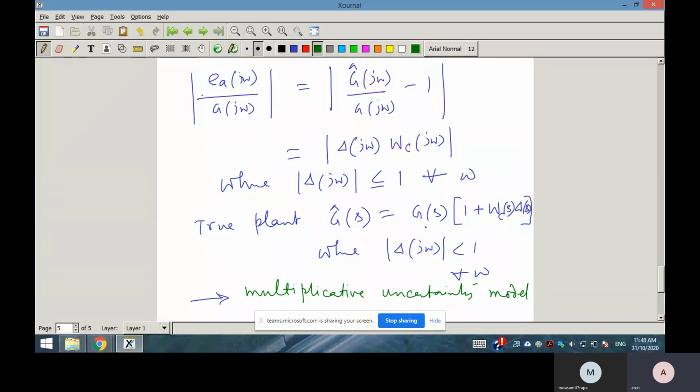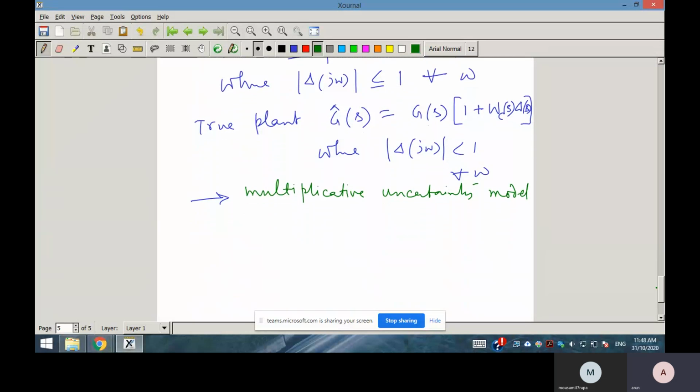Because here you can see, this is the uncertain portion, WC of S into delta S, and that is appearing as a multiplication with G of S. That's why it is called the multiplicative uncertainty model. Similarly, an additive uncertainty model will also be there. At that time, it will be G hat S equals G of S plus WC of S into delta S. So that is the additive uncertainty model. In a robust control course, all these things are taught. This is not there in this course.